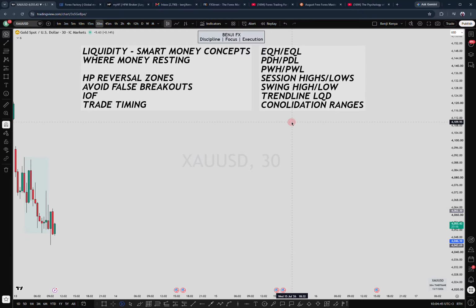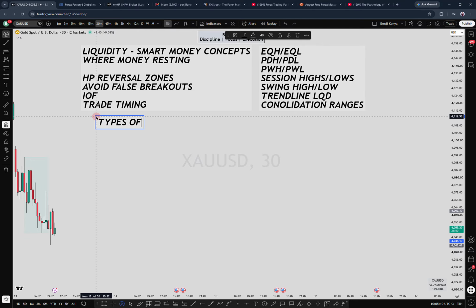Okay, from here, once you understand that this is where money is resting and money has to be collected before the market pushes either higher or lower, then it's important to understand that once liquidity has been consumed from these areas, the market can move. So we go to the next thing, which is what we usually term types of liquidities.